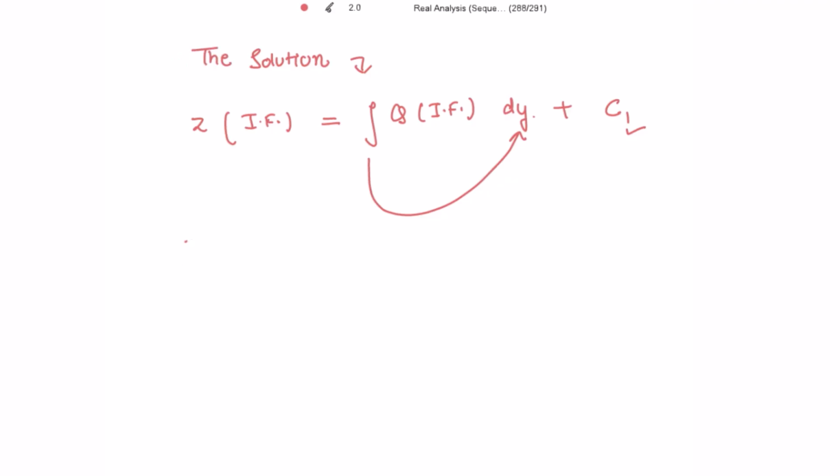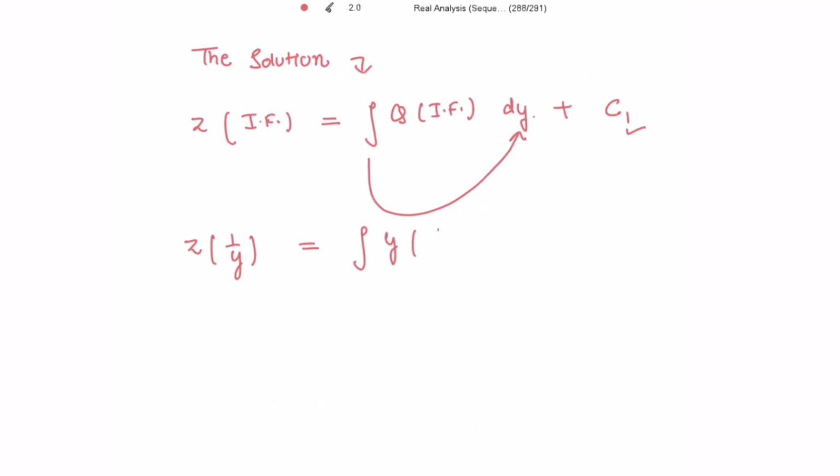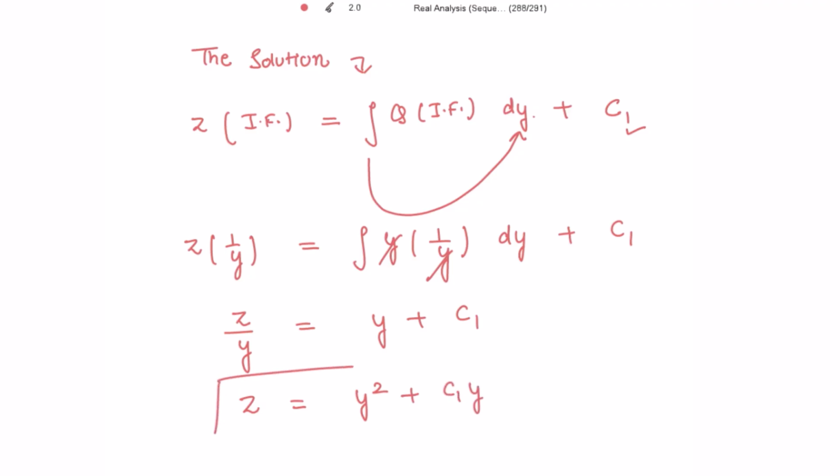Okay. So this is z into the integrating factor, 1 divided by y, equals the integral sign. What is q? It is y. So this is y into the integrating factor dy plus c1. Cancelling this, we get z divided by y equals the integration of 1, which is y plus c1. So we have got our one integral curve to be z equal to y squared plus c1 y. This is your first integral curve or the solution of the given differential equation. Let me mark this as 1.